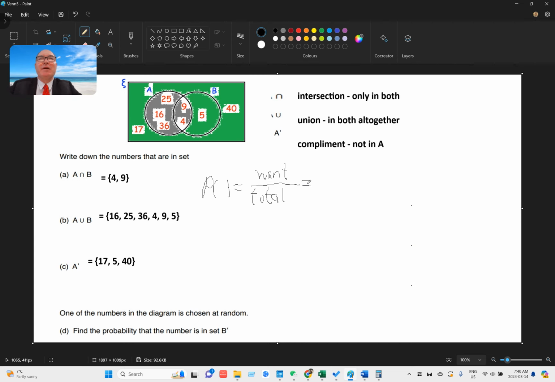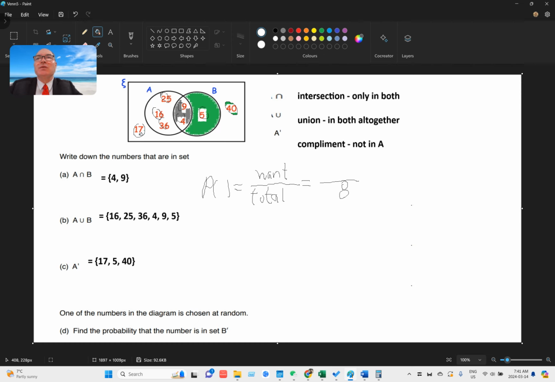So here we have, let's do the total first. Now, in this case, I need the total number of elements. So I need to count these. I've got 1, 2, 3, 4, 5, 6, 7, 8. So on the bottom, we have the total number of elements is 8. Okay, now we're looking for, find the probability that the number is in set B prime. I always say prime, but what we mean is the complement. So we've got to figure out what that is first.